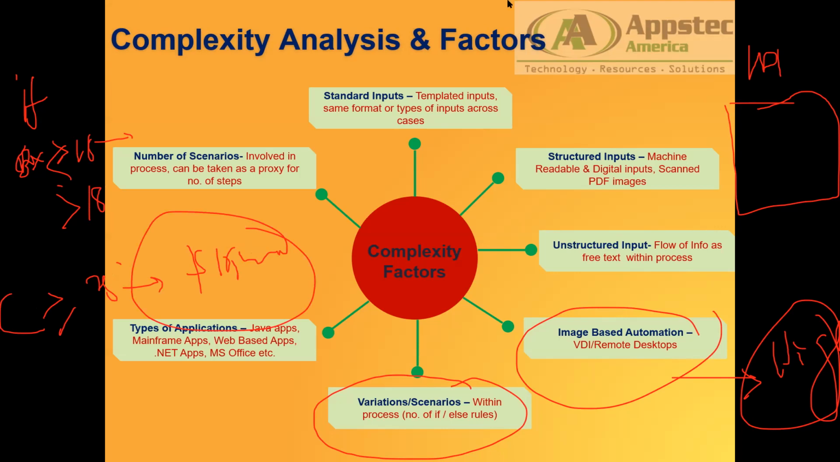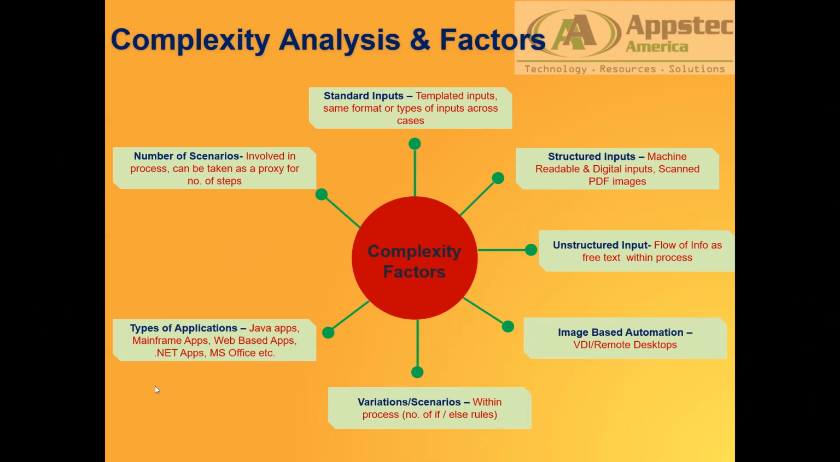So that also makes my process complexity higher. So these are the various factors that you need to eventually evaluate when you go into an opportunity assessment. Standard input, structured input, unstructured input is not entertained. Image based automation are there or not. Variations or scenarios that your automation is trying to go through. Types of applications that are involved. Number of scenarios that are there.